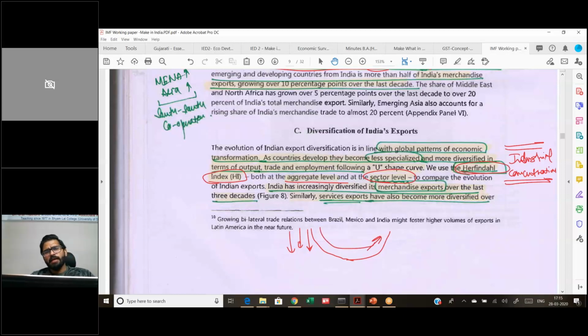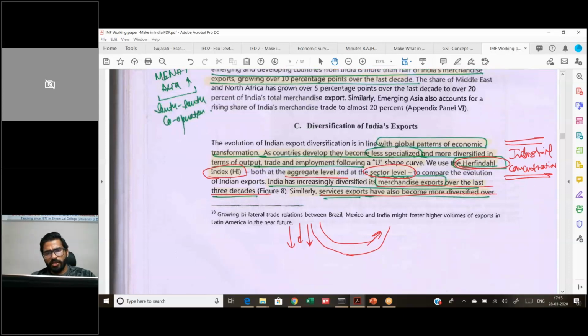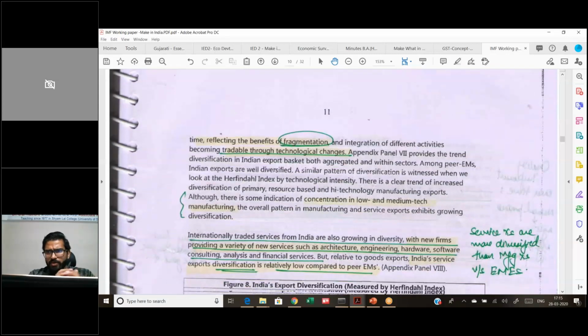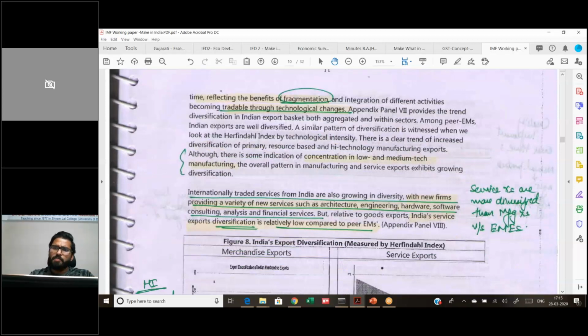Let's see India's case. India has also diversified its merchandise exports over the last three decades. Similarly, the services have also diversified over the last three decades. However, these service exports are perhaps more diversified as compared to India's manufacturing exports. India's manufacturing exports are perhaps less diversified when we compare ourselves to other emerging economies, and when we compare them to our service exports.